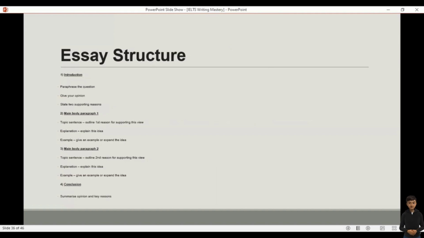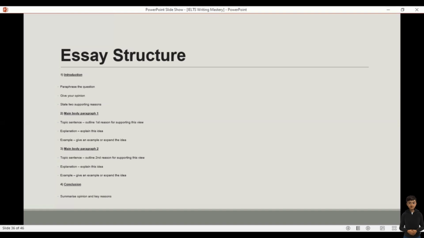Now we will have a look at the essay structure. We are going to follow the 4-paragraph structure. Paragraph 1 is all about introduction, where you will have to paraphrase the question, give your opinion and state 2 supporting reasons. Paragraph 2 is the main body paragraph 1, where you will have to write the topic sentence and outline the first reason for supporting this view. And then you will have to give explanation, like explain the topic sentence. Finally, we will have to write the example, give an example, or expand the idea further. You can always expand the idea further if you are unable to predict any example.